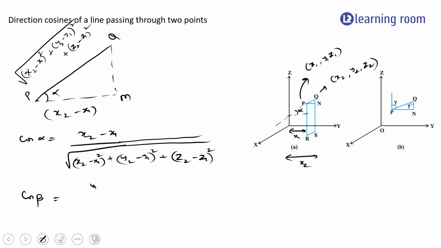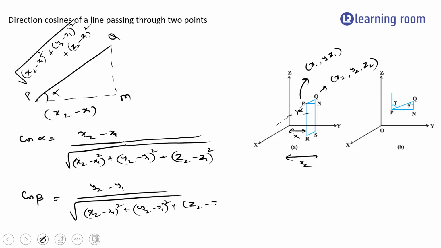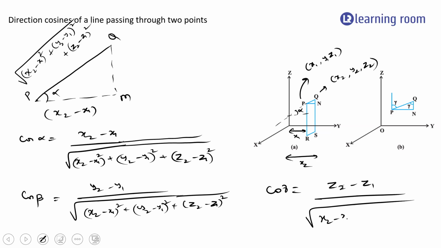So it will be y2 minus y1 divided by root of (x2 minus x1) the whole square plus (y2 minus y1) the whole square plus (z2 minus z1) the whole square. Similarly, what will be the value of cos gamma? z2 minus z1 divided by the same thing, root of (x2 minus x1) the whole square plus (y2 minus y1) the whole square plus (z2 minus z1) the whole square.